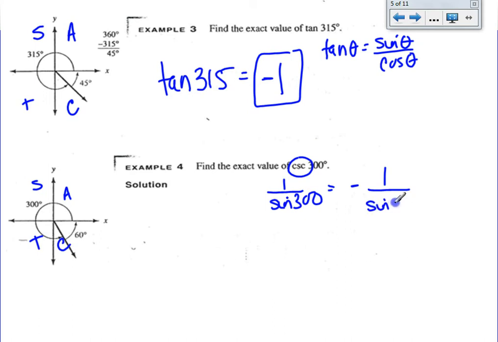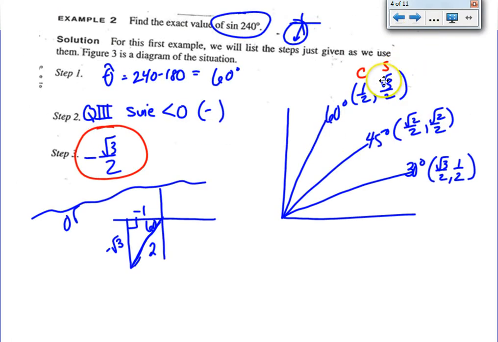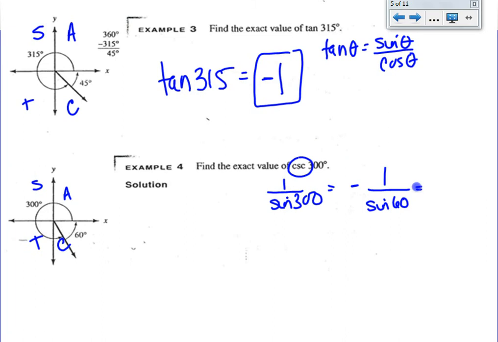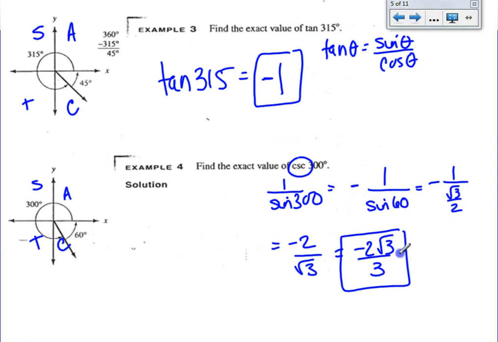And I need to calculate now what the sine is at 60 degrees. So you can go back here, remember cosine sine, square root of 3 over 2. So I have negative, because of the quadrant, 1 over square root of 3 over 2, which if I rewrote that as -2 over square root of 3, and then I rationalized the top and bottom, meaning I multiplied by square root of 3 on top and bottom, we'd get the value of -2 square root of 3 over 3.